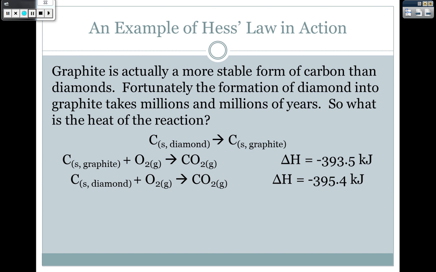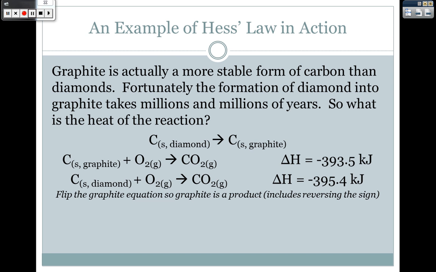Now, if we just added these two reactions together right now, we're not going to get our final reaction. So we may need to do something like flipping the reactions around. And we've done this before using stoichiometry and molar ratios. Right now I've got graphite as a reactant and diamond as a reactant, but I need diamond as a reactant and graphite as a product. So if I flip the graphite equation so the graphite is a product, that means I'm also going to need to reverse the sign of my change in enthalpy.